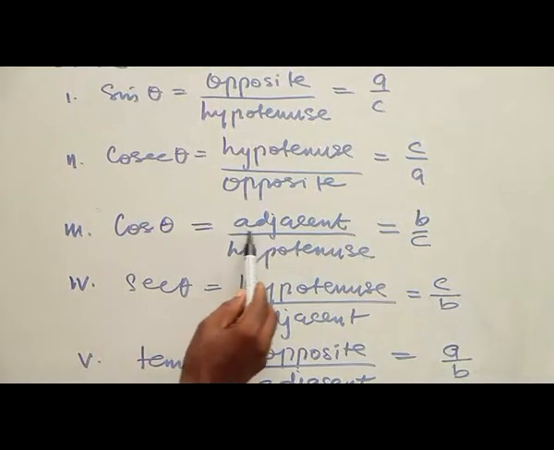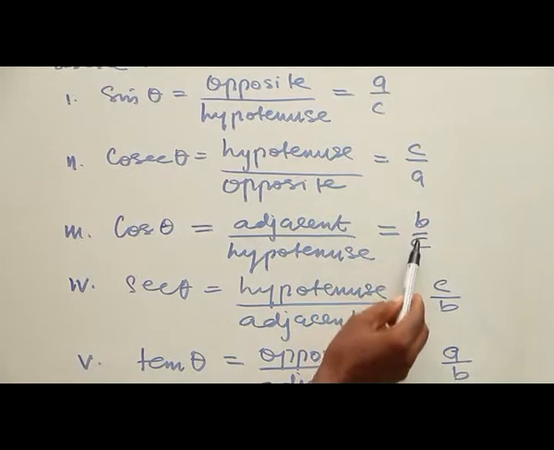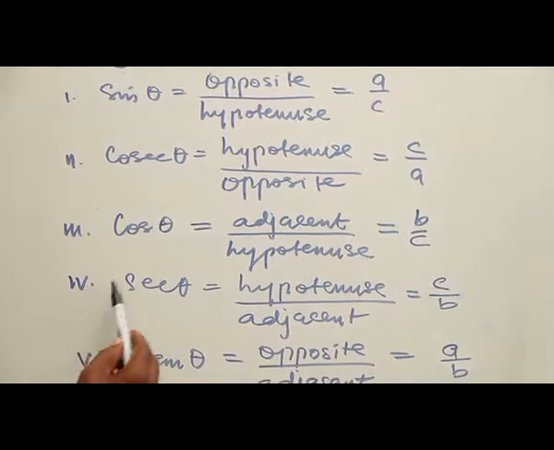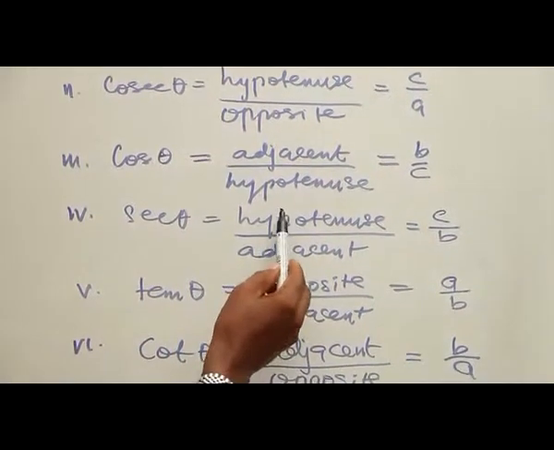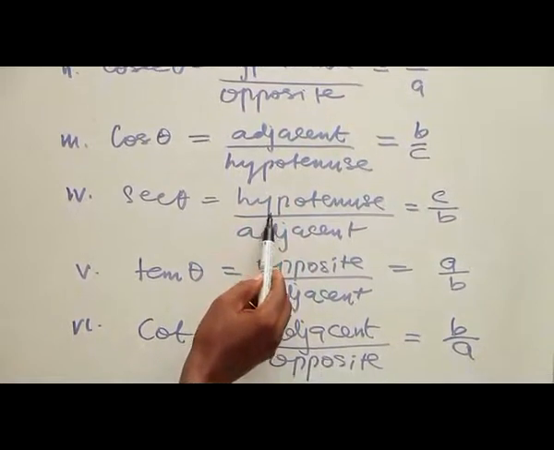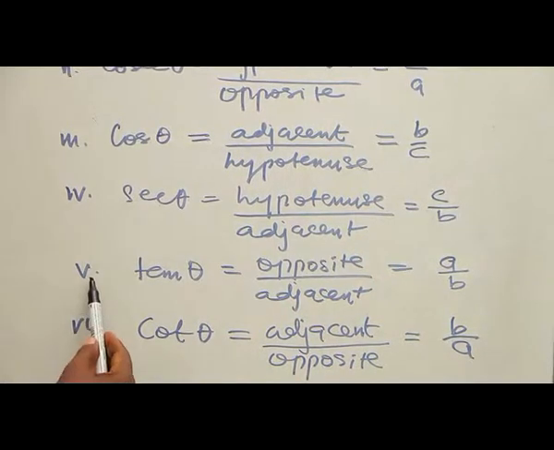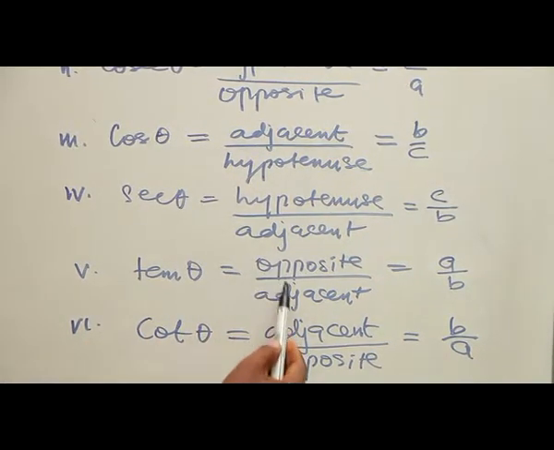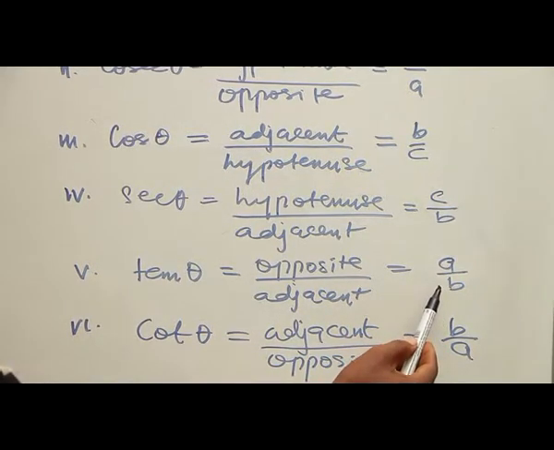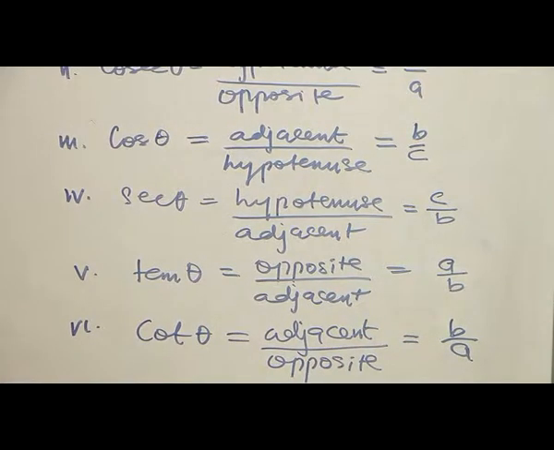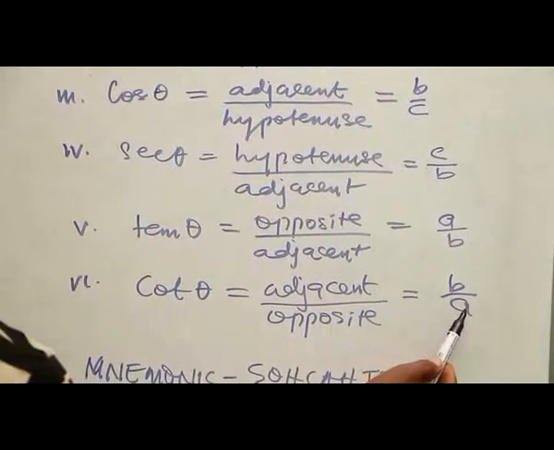3. Cos theta is adjacent all over hypotenuse, and from the figure we have, it means B all over C. 4. The reciprocal of cos theta is sec theta, which now is the inverse of this, which is hypotenuse over adjacent, and that is C all over B. Number 5, tan theta is opposite over adjacent, which gives you A all over B with reference to the diagram above. 6. The reciprocal cot theta is adjacent over opposite, which is B all over A.